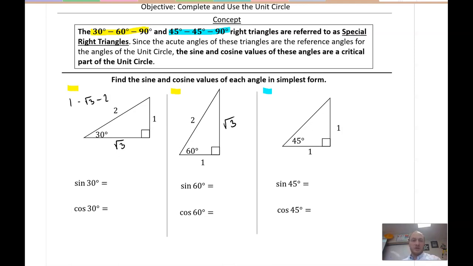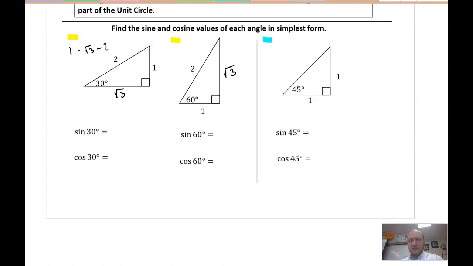What I do want to talk about before we dig into the 45, 45, 90 is what are sine and cosine of these values. We know that sine of 30, if this is my 30-degree angle here, is opposite over hypotenuse, so that is 1/2. And cosine is adjacent over hypotenuse, so √3 over 2. I hope those stick in your head. We'll come back to those.